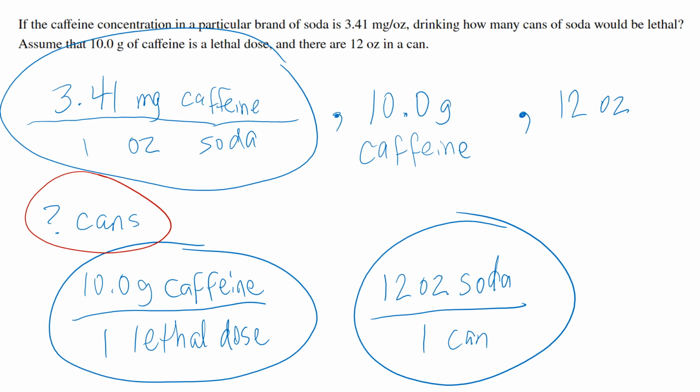But the goal of the problem is that we're trying to figure out how many cans of soda would be lethal. So in order to figure out how many cans of soda would be lethal, what we're starting with is what is our lethal dose. So we have that 10.0 grams of caffeine is the lethal dose. So basically what we're trying to figure out is based on these grams of caffeine, how many cans is that equivalent to? So let's set it up.